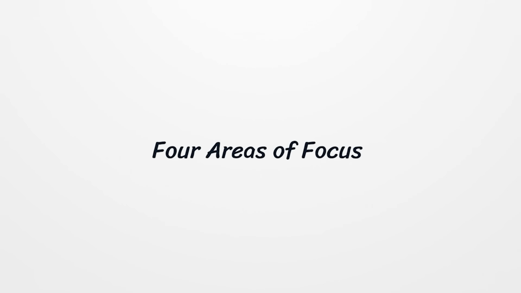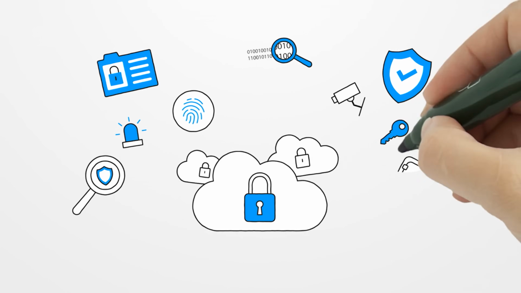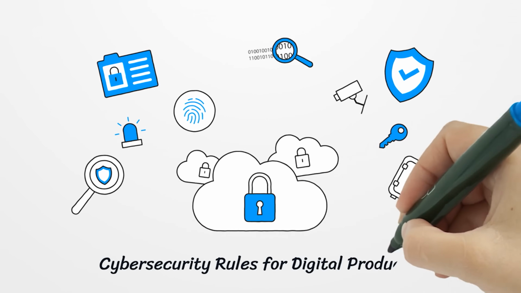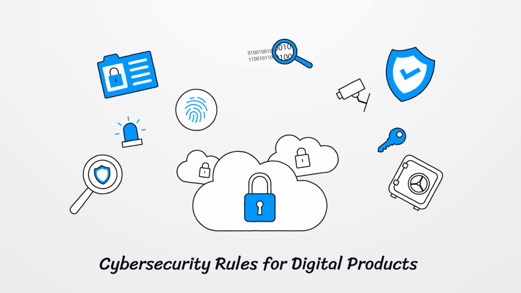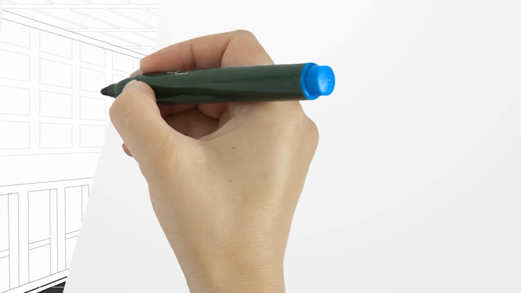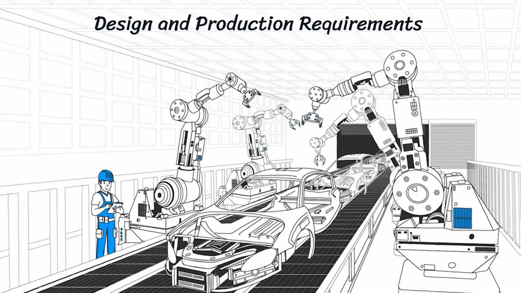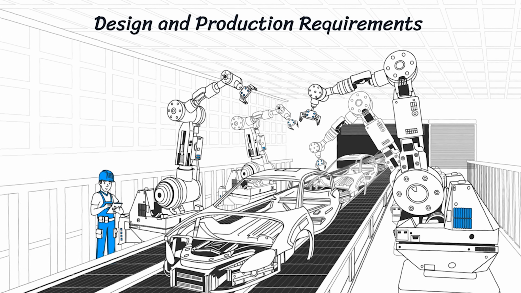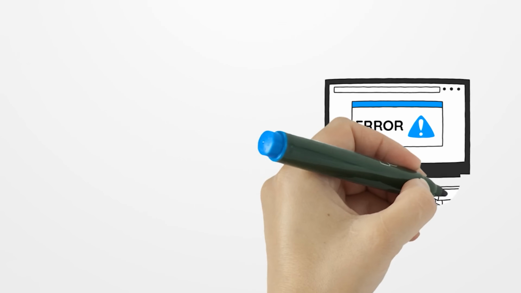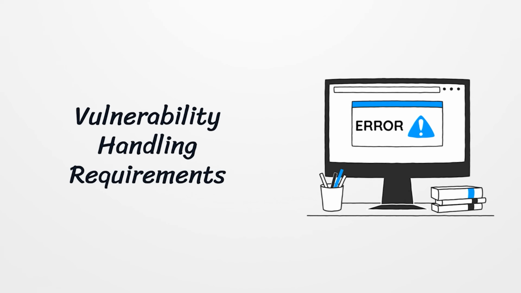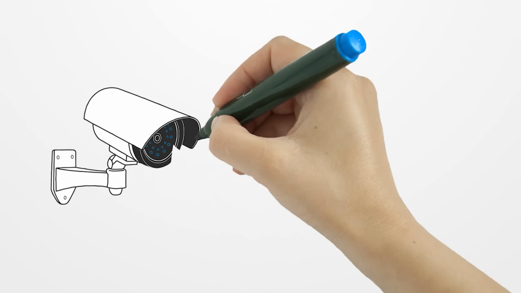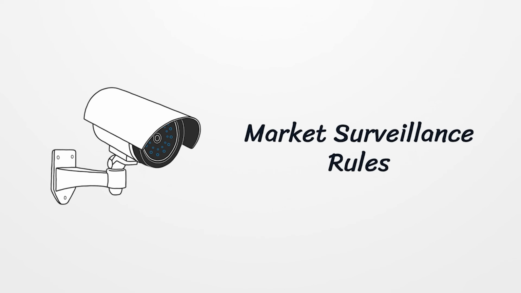So let's take a look at this. 4 areas of focus. Rules for the making available on the market of products with digital elements to ensure appropriate cybersecurity. Requirements for the design, development and production of such products, together with obligations for economic operators. Requirements for the vulnerability handling process to be put in place by manufacturers. Rules on market surveillance.